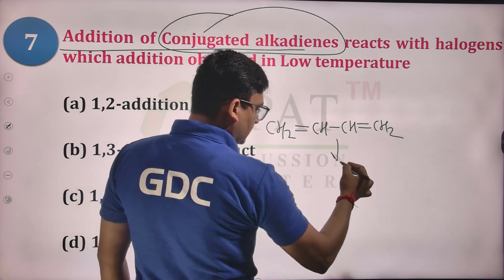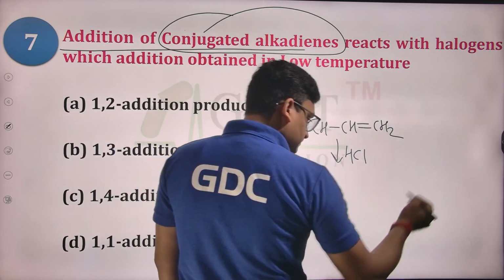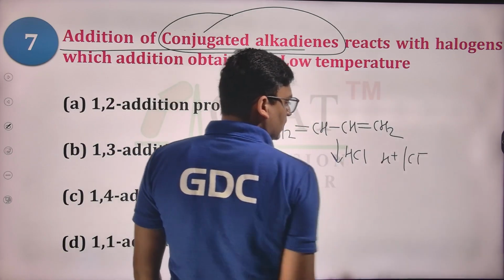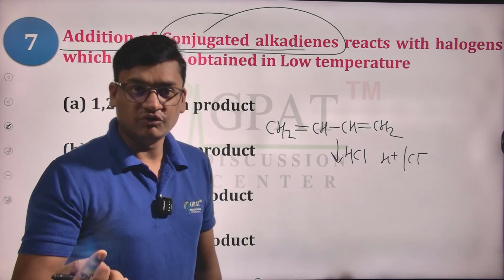There is a possibility, like if we are having attack with a halogen acid, let's suppose we are having HCl. So we'll be having H plus and Cl minus. Now this H plus will be attacking that double bonded carbon which is having the greater number of hydrogens.